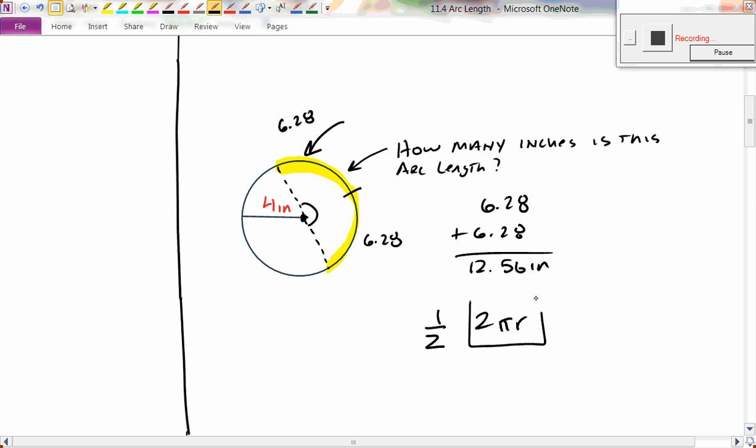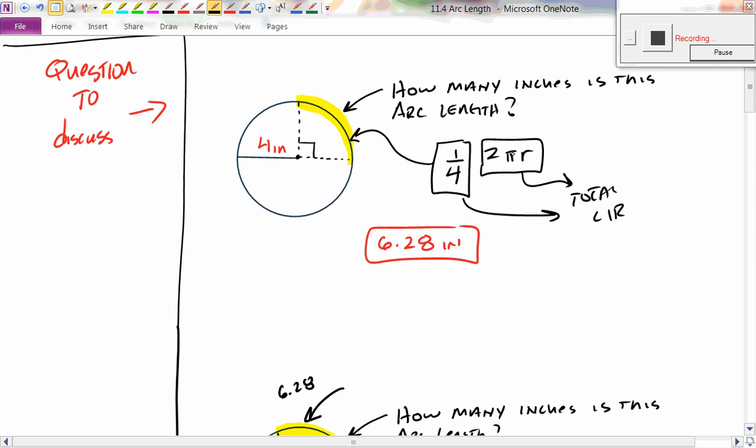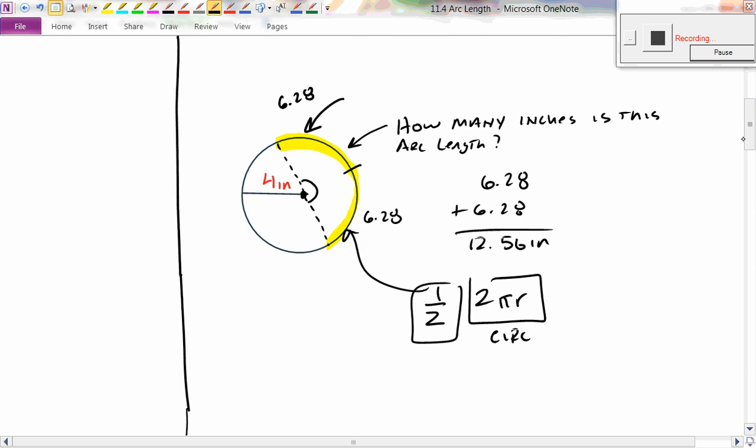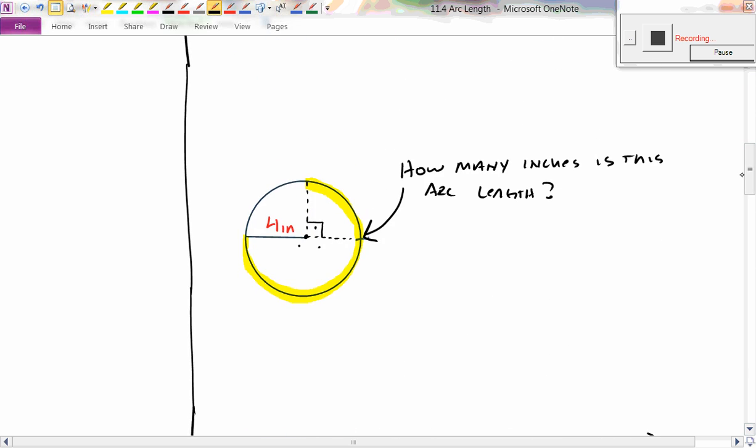So this part is the total circumference, right? And what does the 1/2 stand for? Because we have half the circle. So in the first one, we did 1/4 of the circumference. In the second one, we did 1/2 of the circumference. In the third one, we're going to do this one. See if you can figure out how many inches this arc length is.